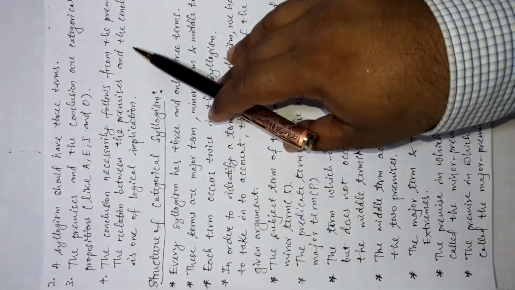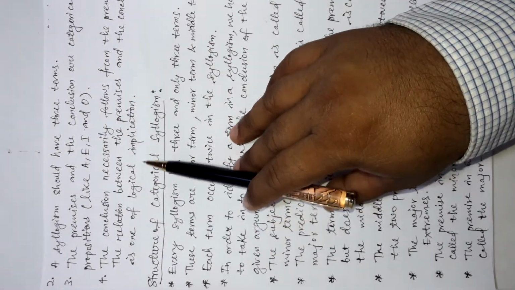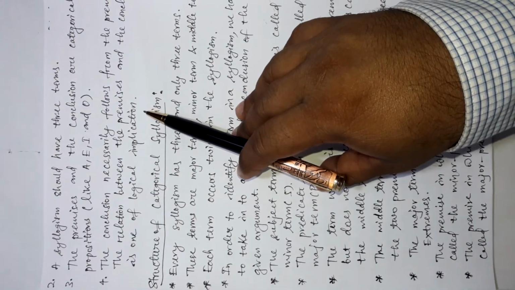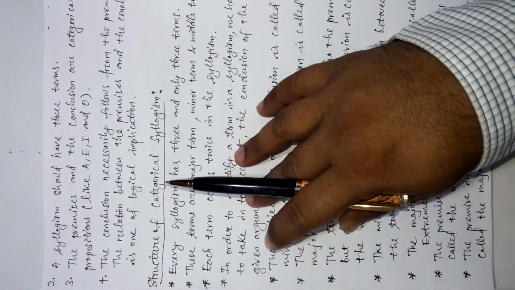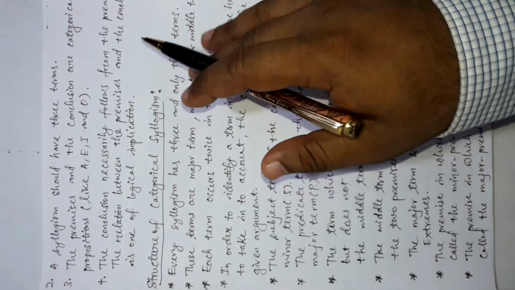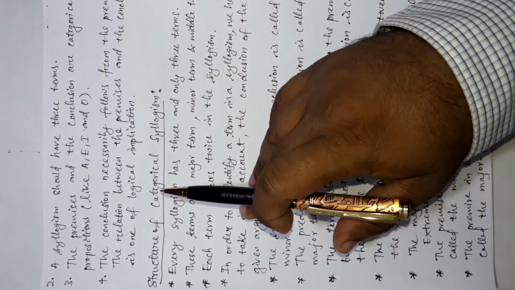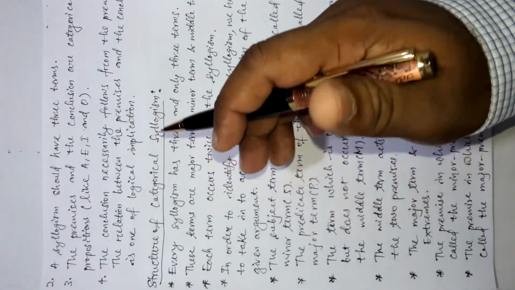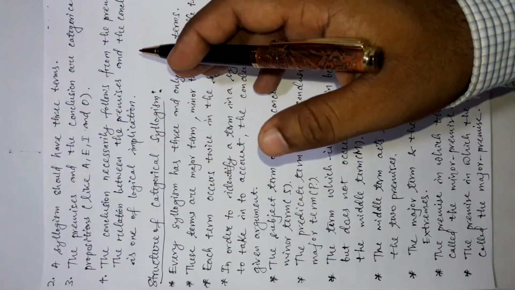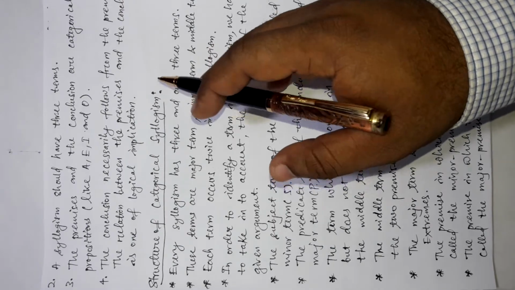relation between the premises and the conclusion is one of logical implication. Whatever conclusion we are getting here, that must follow from the joint combination of the two premises. This is the fourth and important point of the definition of pure categorical syllogisms. Okay, friends, I think you are a little clear now.